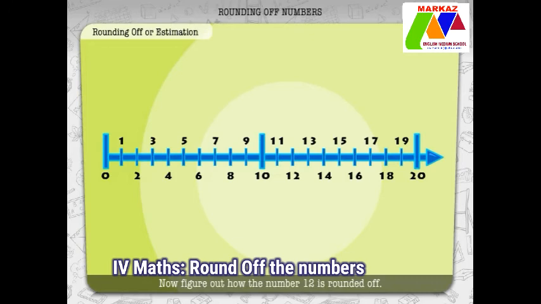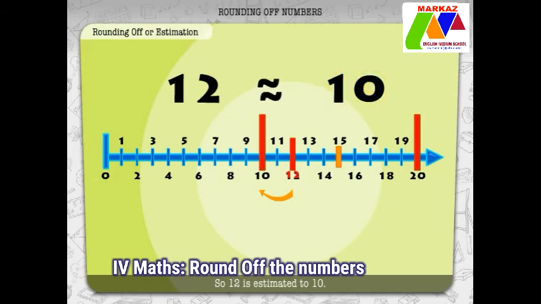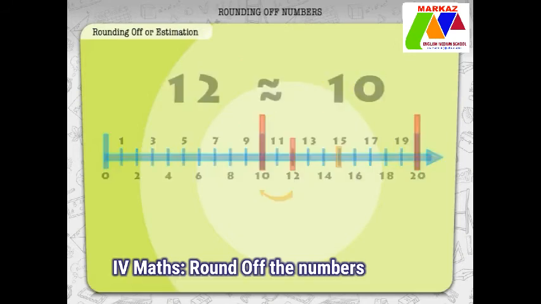Now, figure out how the number 12 is rounded off. The number 12 comes between 10 and 20. The midpoint between 10 and 20 is 15. A number which is less than the midpoint is rounded off to the lower number, that is 10 here. So 12 is estimated to 10.